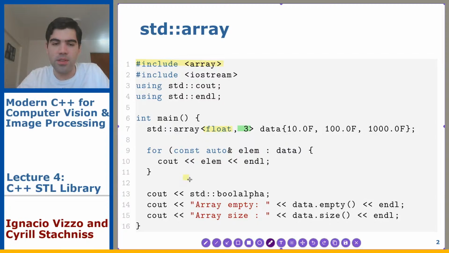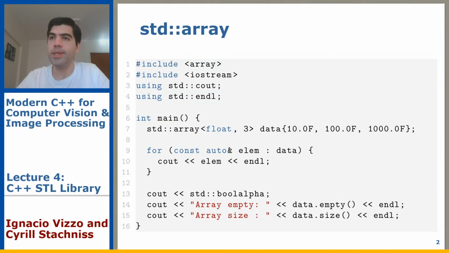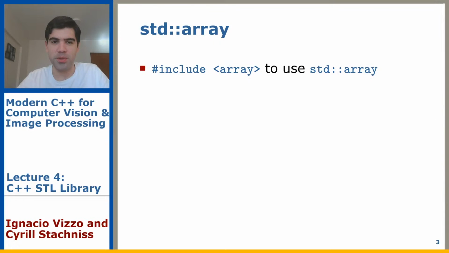Good. Then in this case, we are just printing the elements of the array, that is 10, 100, and 1000. And then we're going to use some member functions of the array. This is something that you will start seeing and using from now on. There's just two examples. One is empty, which will give you a boolean telling you if the array is empty or not. And then the size member function will give you the size of the array, right? So this is actually easy to use and hard to misuse.